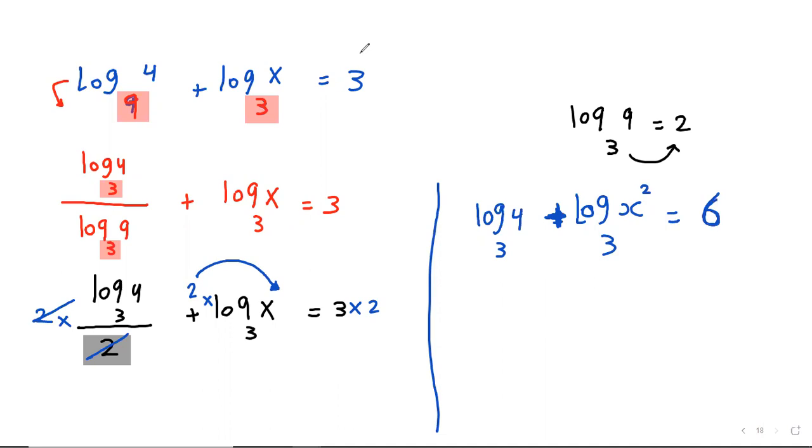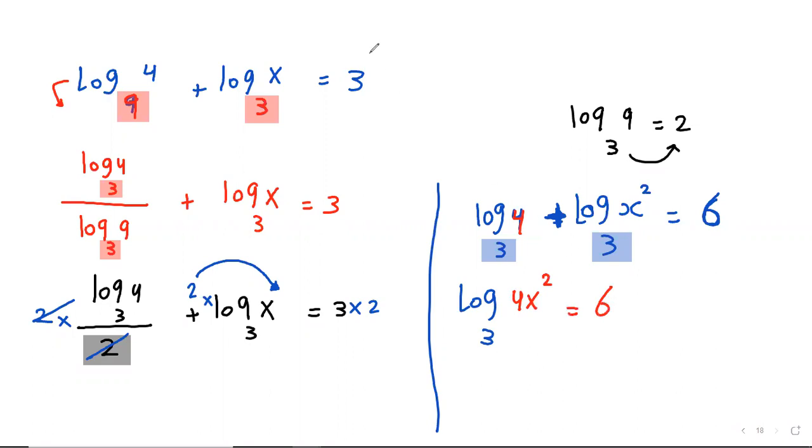Now we can apply the multiplication rule because the base here is 3 and the base here is 3. So we can write log in the base 3, and you'll multiply 4 by x to the power of 2. So it's 4x to the power of 2 equals 6.